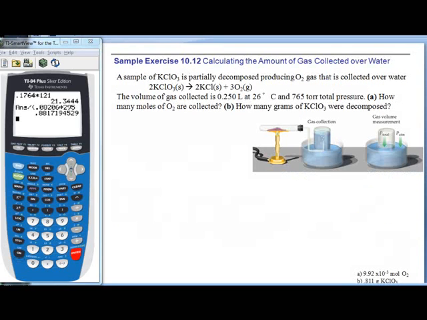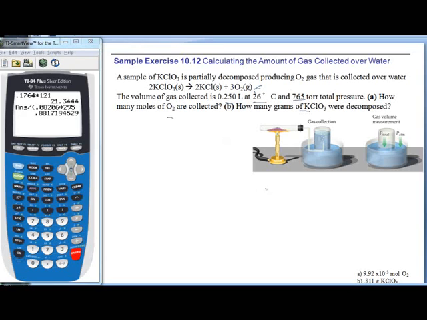Okay, a sample of potassium chlorate is partially decomposed, producing oxygen gas that is collected over water. We're given the balanced equation. The volume of the gas collected is 0.25 liters at 26 degrees C and 765 torr. So how many moles of oxygen are collected and how many grams of KClO3 were decomposed? This is a nice problem.